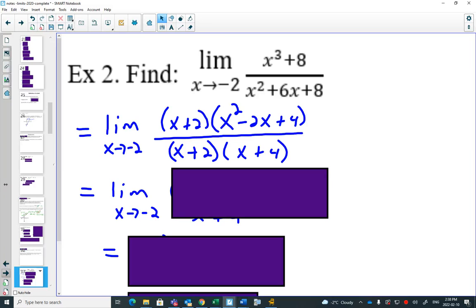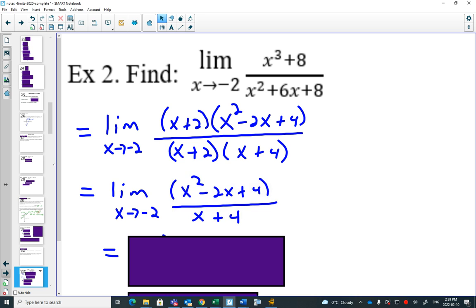Now, notation-wise, even though I'm just working with the algebra part, I need to rewrite the limit, and we need to continue to rewrite the limit until we evaluate it. So if in the next step I notice I can cancel out my x plus 2's and write the simplified form, I still have the limit as x approaches -2 out in front.